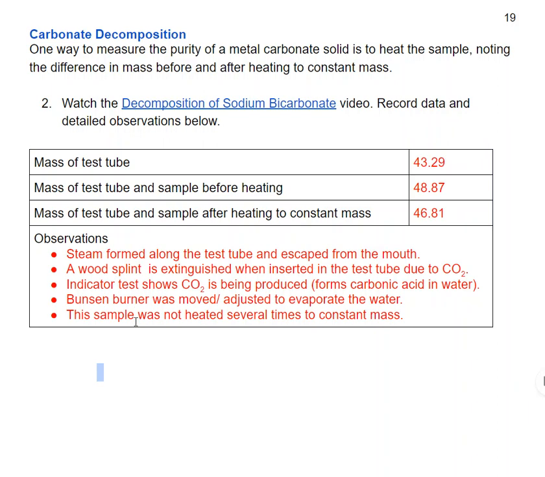And for observations, there's a lot of observations that we can have here. And these are important because a lot of times on the AP exam, they'll ask you questions where you have to justify your response with some kind of observation. So a few observations here. We know that we produced CO2. There were a couple of tests for that. We saw steam forming. We saw that the Bunsen burner was moved and adjusted to evaporate water. And really important here, this was not heated to constant mass.